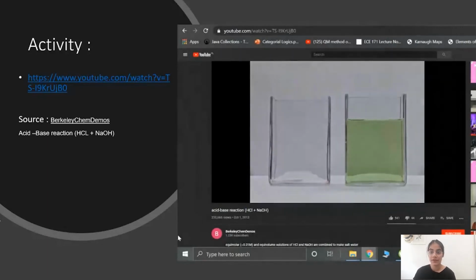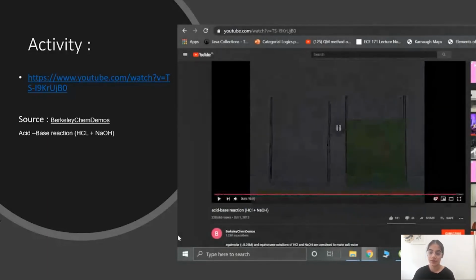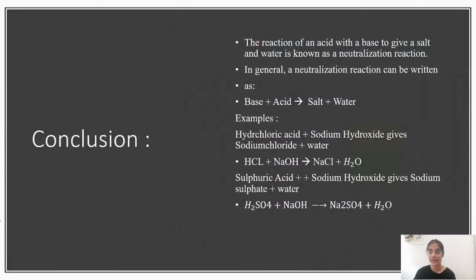How do we see pH through the color of neutral solutions? We will study that later. As of now, you just have to see that when an acid reacts with a certain base, both of them in equal quantities, they form a neutral solution of a salt and water. Now, what is the conclusion? The reaction of an acid with a base to give salt and water is what a neutralization reaction is.